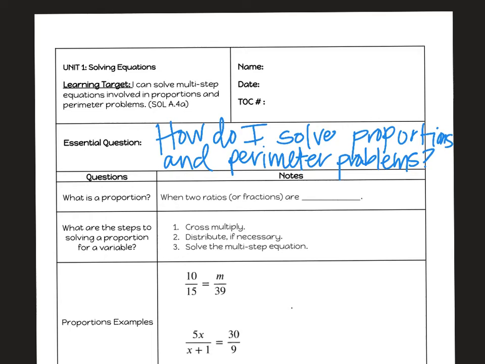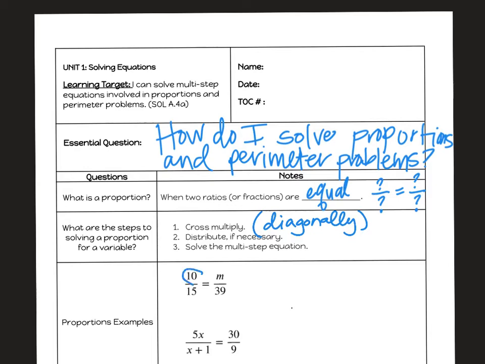Okay, so first let's define what a proportion is. It is when two ratios or fractions are equal. So what we have in the numerator and in the denominator is equivalent to what we have in the numerator and denominator of another fraction. The steps that we're going to take are cross multiplying, and that is diagonally. It kind of looks like a butterfly. Maybe you learned that in elementary school. Distribute if necessary, and solve the multi-step equation.